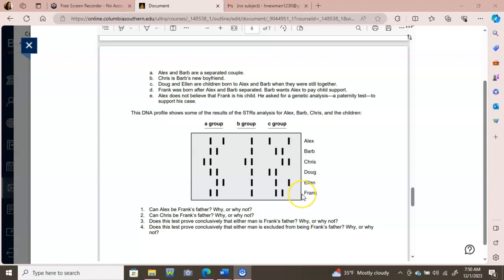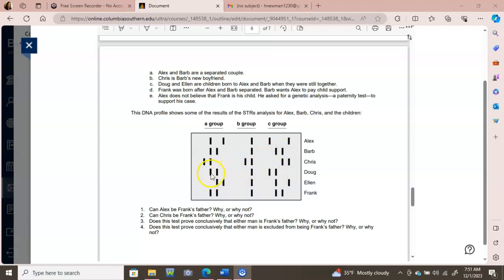Alex does not believe that Frank is his child, and so he wants a paternity test. You should be able to analyze these STRs to see if Frank is possibly Alex's child or if he's possibly Chris's child. So the first thing you want to look at is this combination of STR loci that they have. We'll look at Doug first, just because he is a legitimate child.